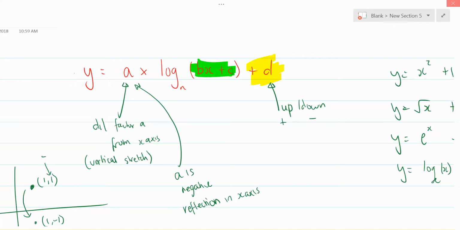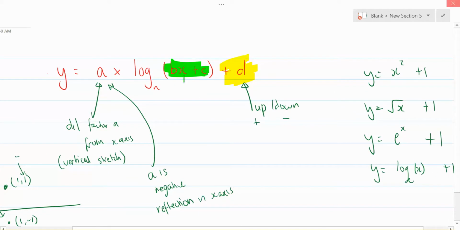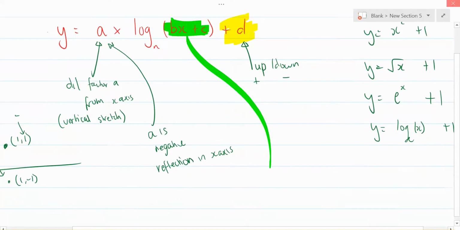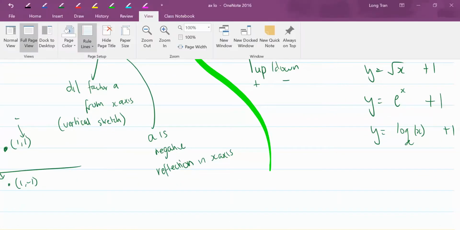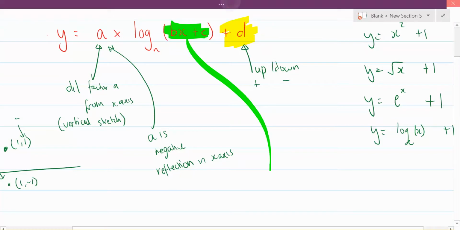Every time you affect your x's, it's your horizontal axes. If you affect your horizontal axes, there's a few things you could do. You can either move it left, right, or you can stretch it horizontally. If you can stretch it vertically and you can move it up and down, then obviously you can do it horizontally as well. So the question is, how do you know if it moves up, down, left, right, and how do you know which one is responsible for a horizontal translation?